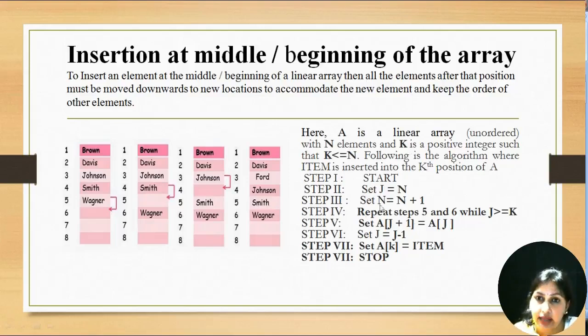Let's have a look at the algorithm for insertion. Here is a linear array A with n elements, and k is a positive integer where we want to insert our new value. So k should be less than or equal to n. Now, this algorithm inserts a value item into the kth position of array A.